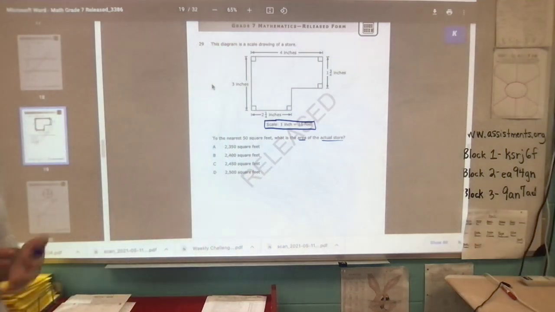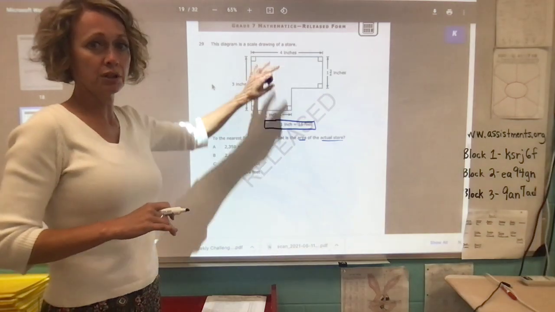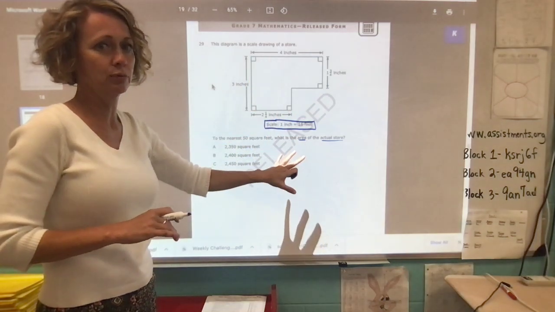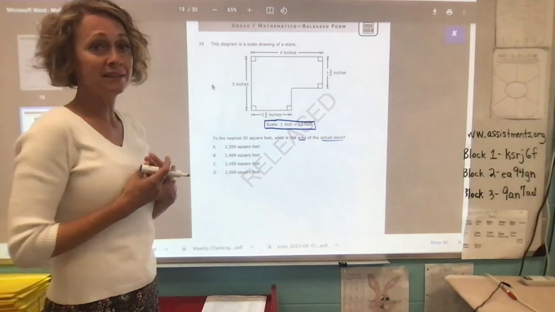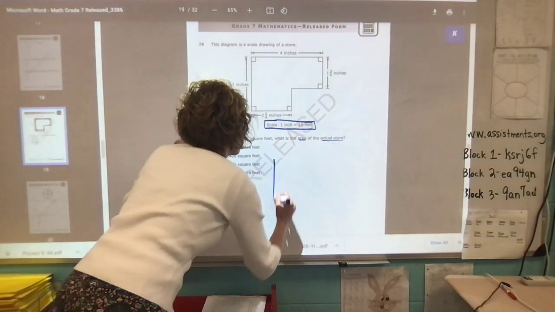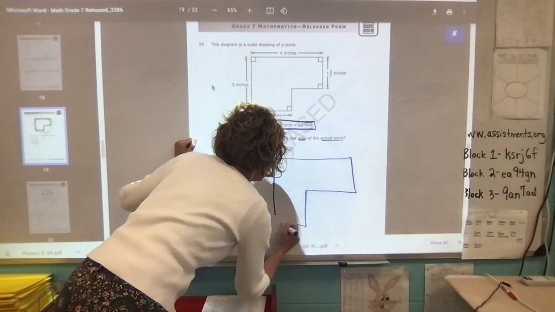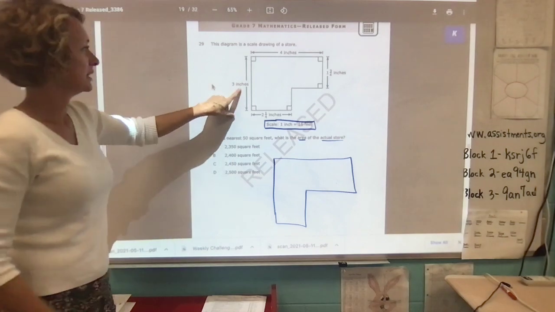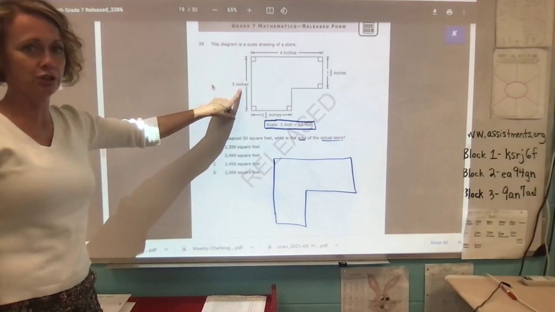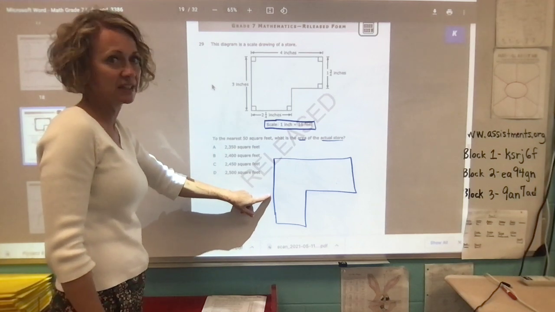So remember with a scale drawing, this is a smaller drawing that represents something larger. It's a model representing an actual measurement. So what I did when I saw this problem is I made a sketch of it somewhere else. Remember how with scale drawings we sometimes would just draw another figure? That's a sketch. And what I did is I went through and did a conversion of each one of the inches, and I've got them in feet.